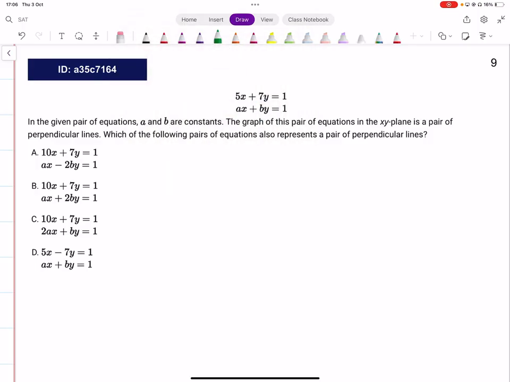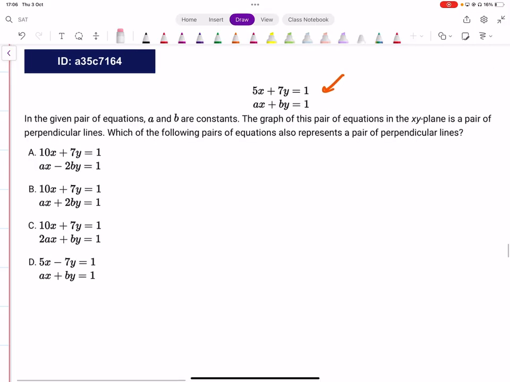Which of the following pairs of equations also represents a pair of perpendicular lines? Now, this is kind of not necessary, but we can use that. They have given us that this is a pair of perpendicular lines. In fact, we have to use that, because we have A and B that are unknown. We can't figure it out directly. We have the equations given and they are perpendicular.